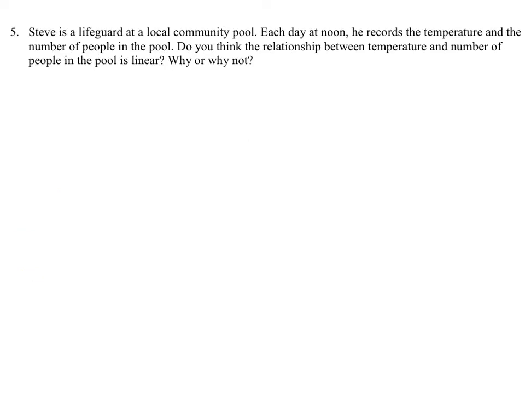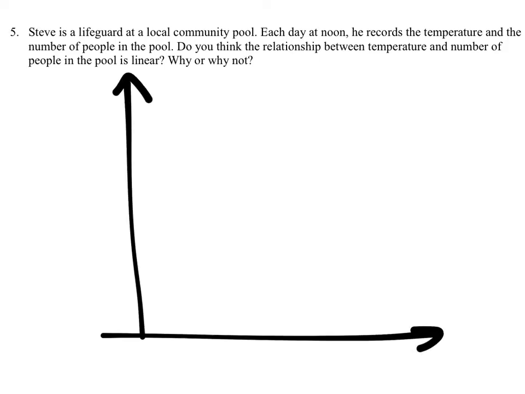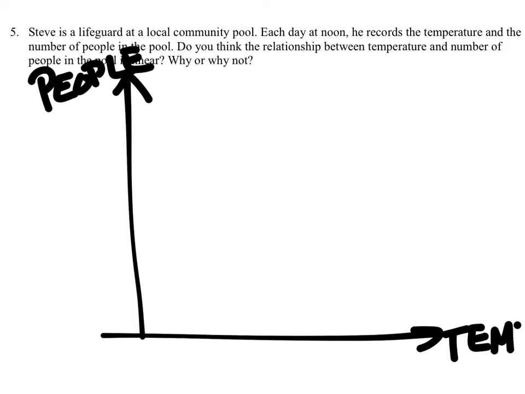Steve is a lifeguard at the local community pool. Each day at noon he records the temperature and the number of people in the pool. Do you think the relationship between temperature and number of people in the pool is linear? This one depends, really. It depends, because on a graph, that's what we talked about last time. So linearity will create a straight line on a graph like these. So the number of people at the pool will depend on the temperature.